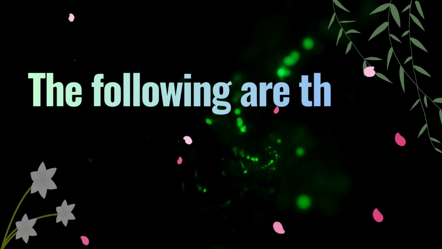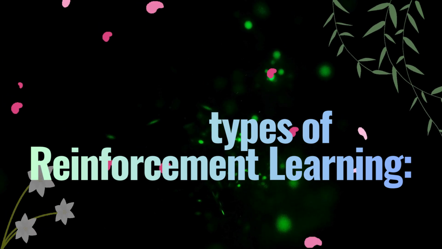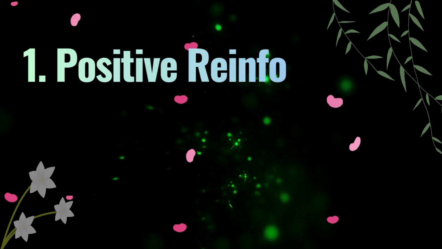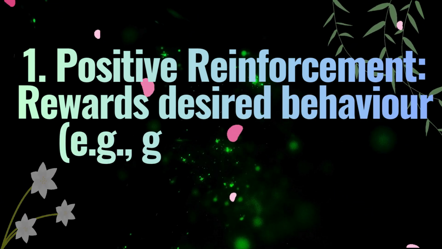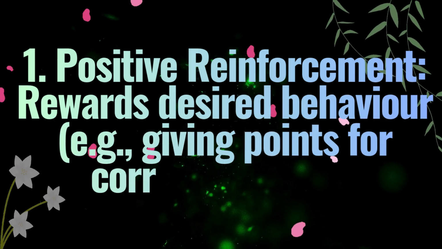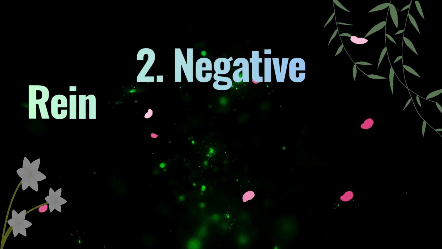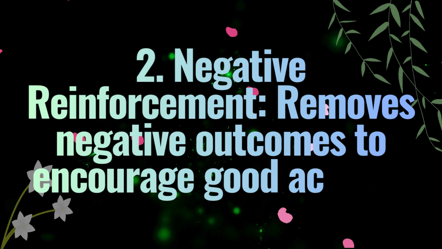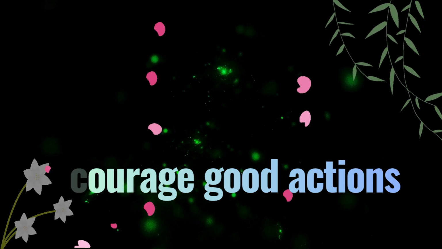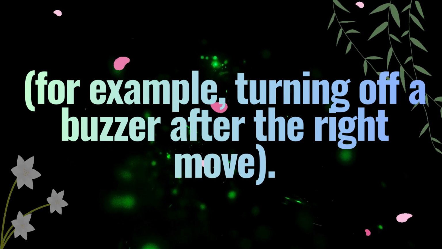The following are the two major types of reinforcement learning. 1. Positive reinforcement. Rewards desired behavior, for example, giving points for correct answers. 2. Negative reinforcement. Removes negative outcomes to encourage good actions, for example, turning off a buzzer after the right move.